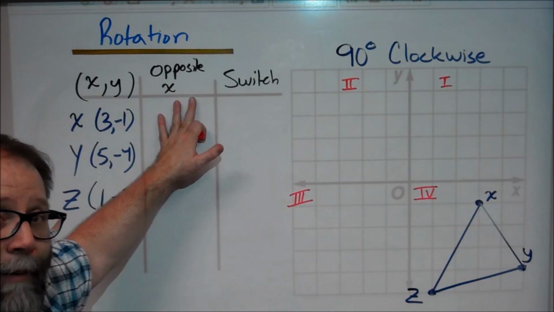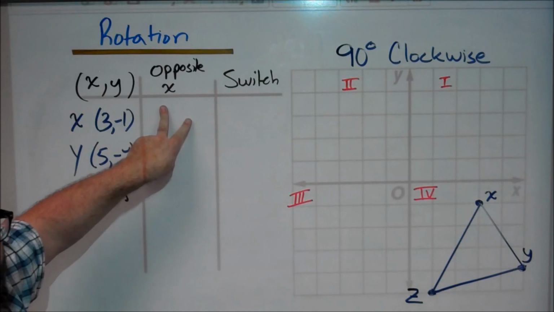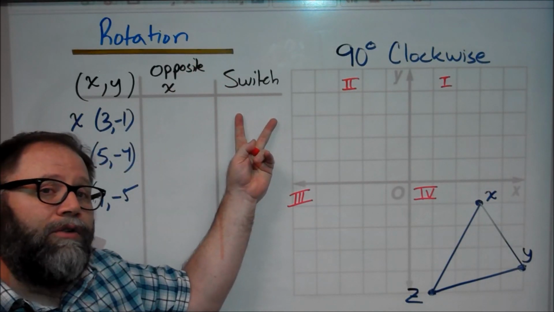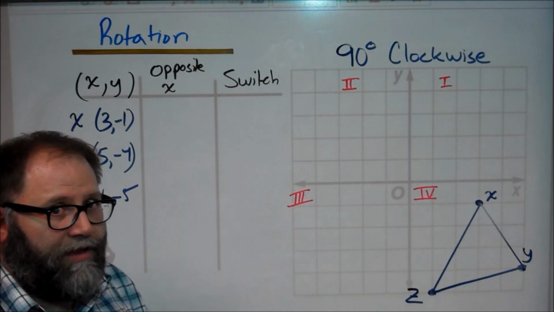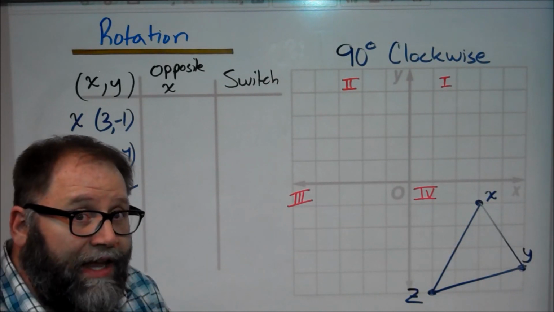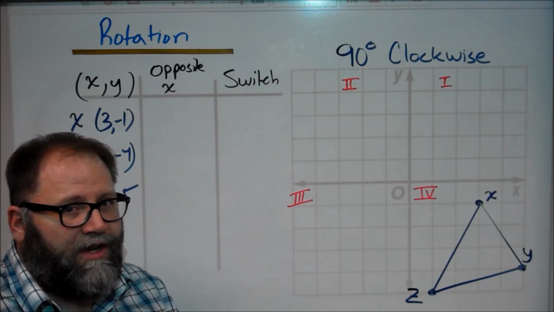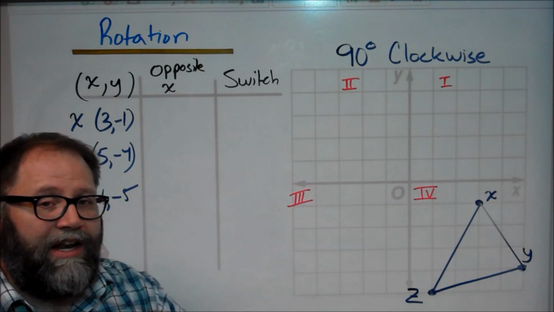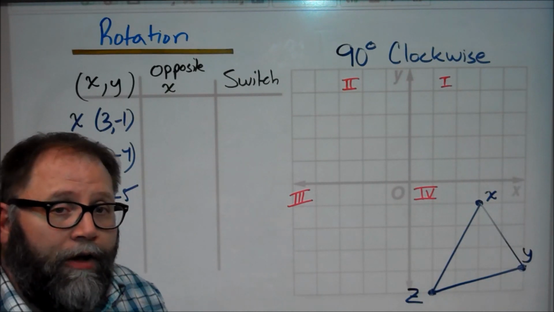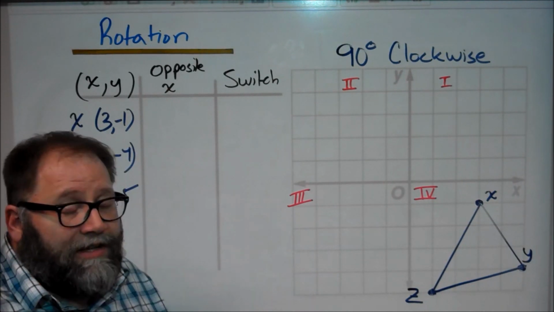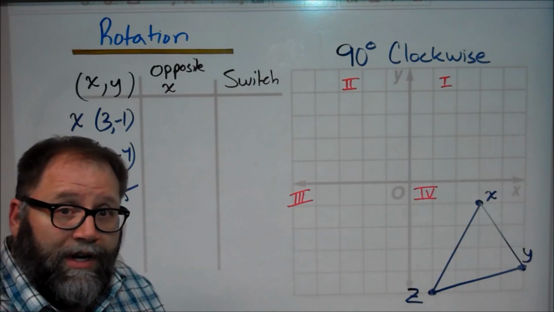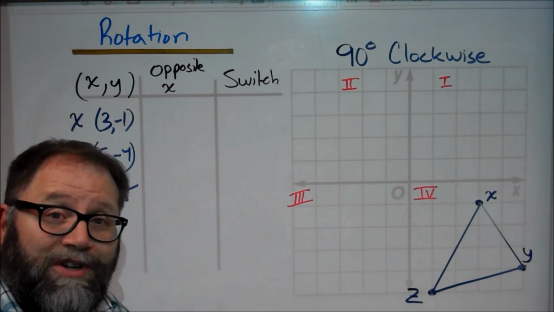Now the rule for 90 degrees clockwise is this. We want to take the opposite x and then switch the values. So let's just walk through that. Now for me, it took me a long time to believe this. I had to do the math, I had to check it, I had to try to prove it wrong. But eventually I came to realize that it does work.